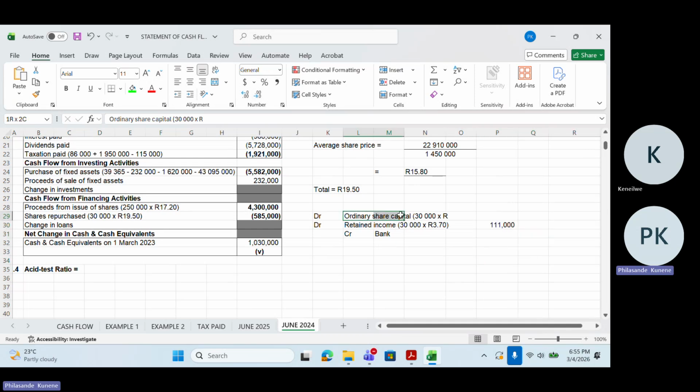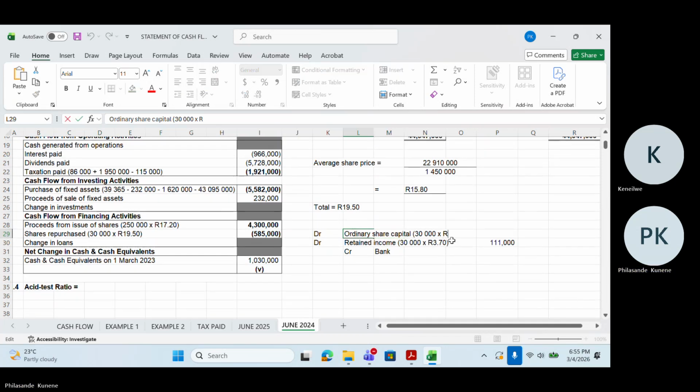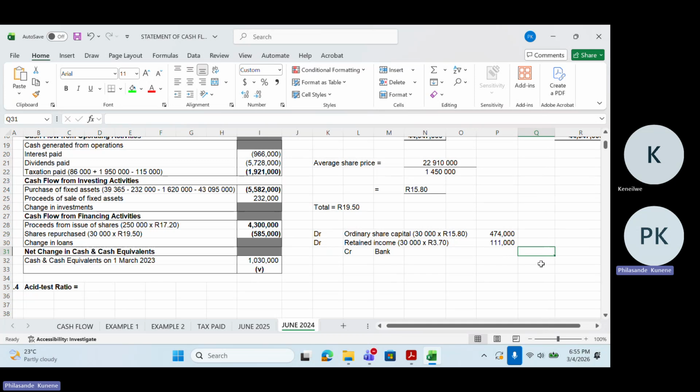Ordinary share capital, we're using the average. How much is the average share price? 15 rand 80, yes. And then how much would be the total then? That will be 474,000 rand. Then bank, how much would be in the bank? That will be the two amounts adding.